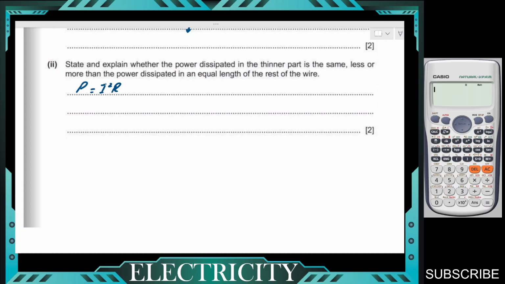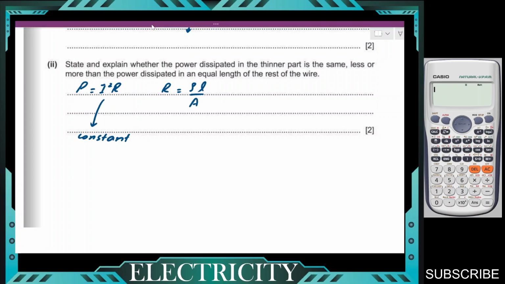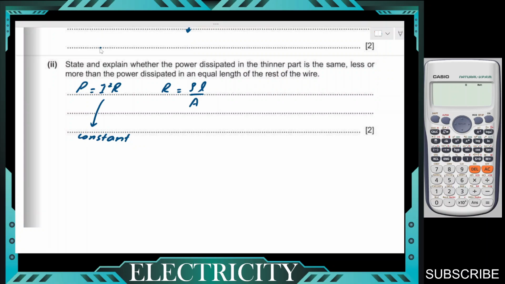And since current is constant, the power dissipated would depend entirely on the resistance, and resistance equals rho L over A, as we explained just a few minutes ago. And what is being done to the cross-sectional area? Well, for the thinner part, the cross-sectional area is decreased. Hence, the resistance would increase, and if resistance increases, there would be more power dissipated.